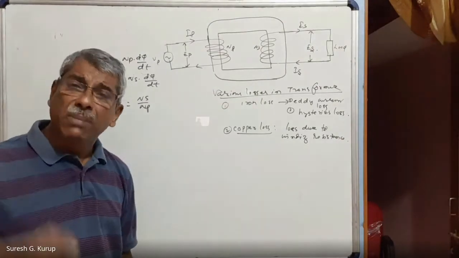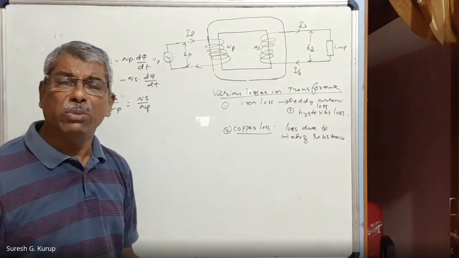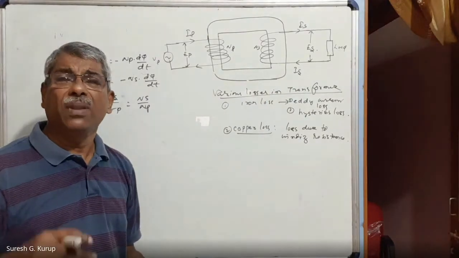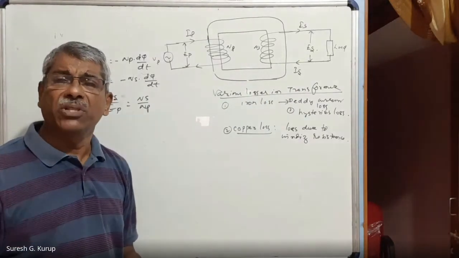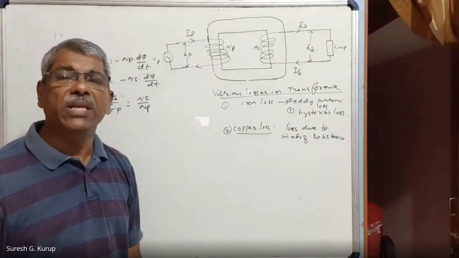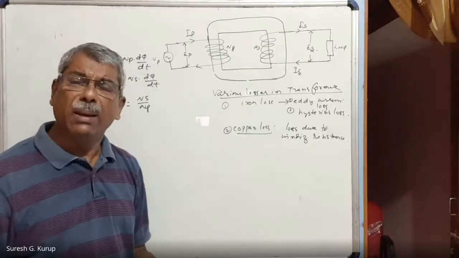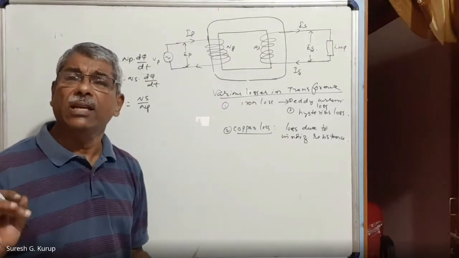So to minimize that only, we are using a soft iron core. Soft core used means the magnetization and demagnetization takes place instantaneously. The loss of energy due to hysteresis is very, very less. So these are the losses in a transformer, right?